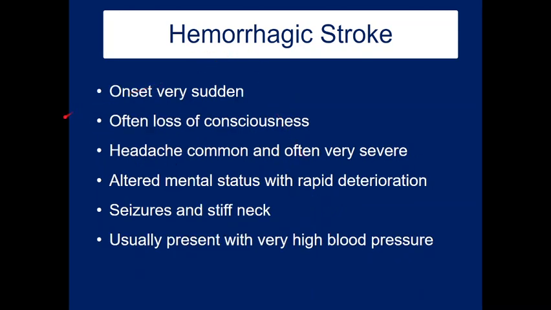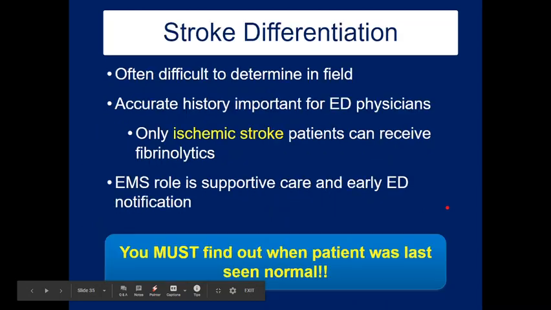Because this is a bleed, it's very sudden. They often may lose consciousness. Very severe headache because of the increased ICP, similar to head trauma and Cushing's, right? Stiff neck, like meningitis. Seizures. It's just your brain is getting irritated from the bleeding around it. Altered mental status. These patients deteriorate pretty rapidly. And then the key here is that high blood pressure. So it's similar to Cushing's physiology, that high blood pressure because of the herniation.